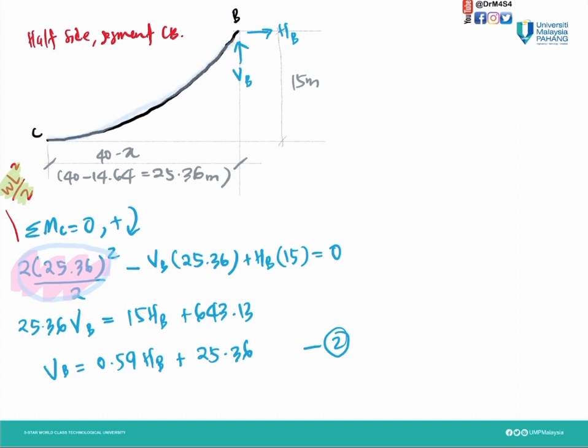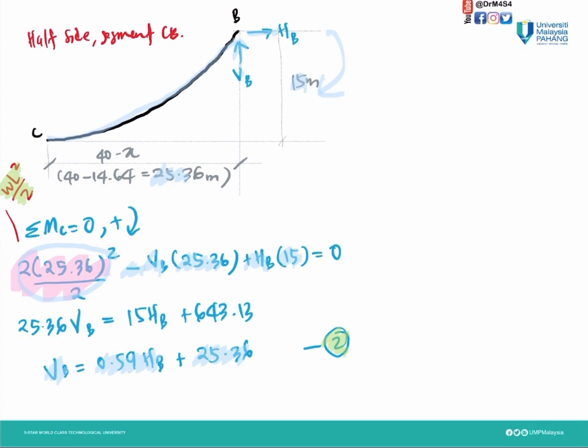Then we have VB going up. To point C is anti-clockwise, so negative VB. Distance for that is 25.36. Then we have HB. To point C is clockwise, so plus HB. Perpendicular distance for that is 15 times by 15. Arrange this equation. So we have VB equal to 0.59 HB plus 25.36. So this is for second equation.